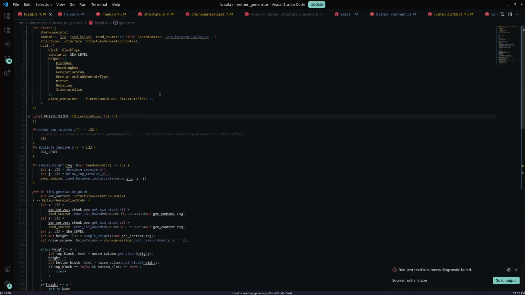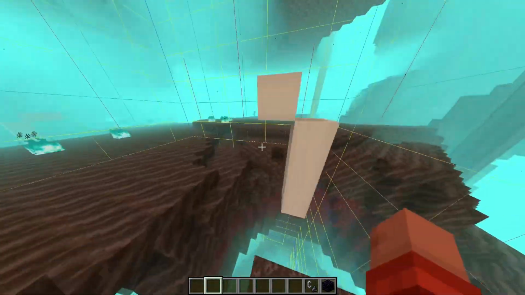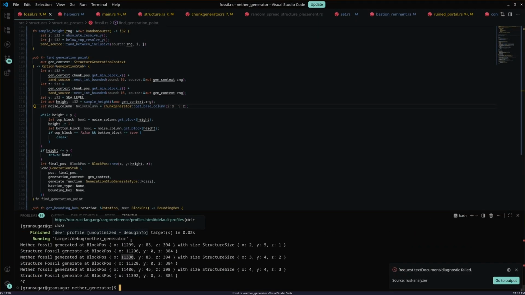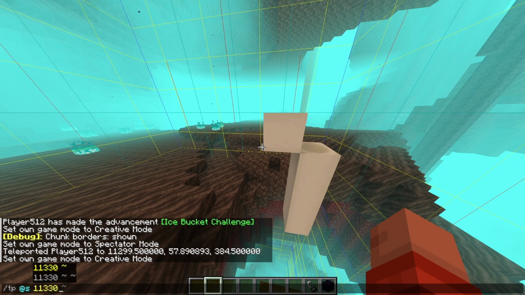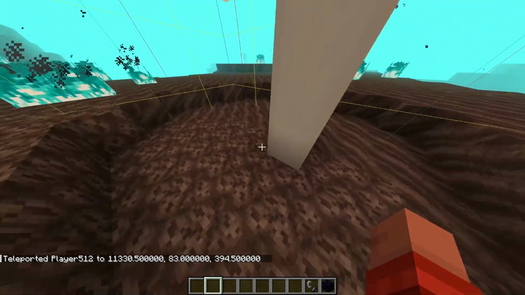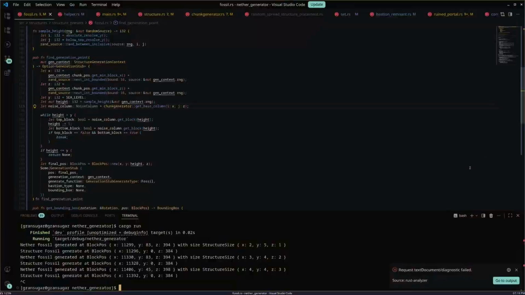Nether fossils were easy enough because I had all the groundwork laid, but they do have something called the Beard of Fire in the game, which effectively creates this little skirt around them to make them blend into the terrain better. I would implement this later in noise generation.